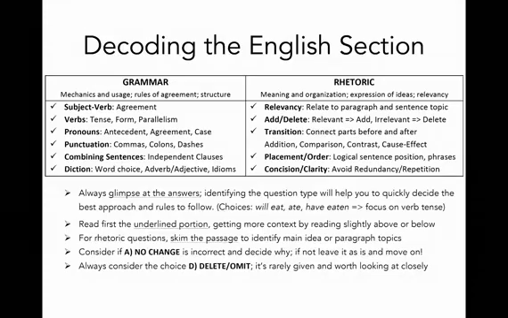So this is a really helpful guide, and I even put a couple tips below the chart on how to move through the English sections with a lot of efficiency and effectiveness. I've had students really find a lot of value in this.